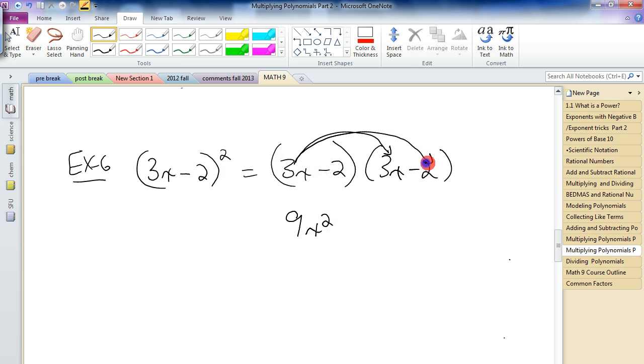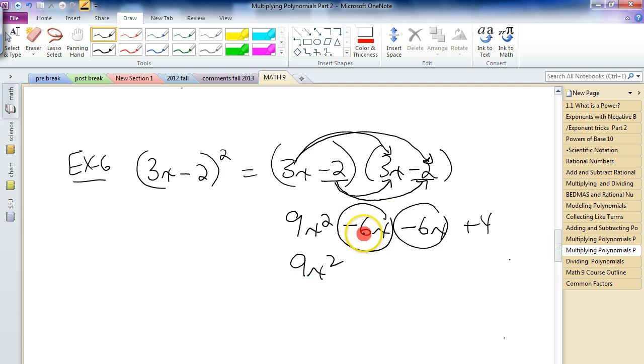And then the outside terms, 3x times negative 2, don't forget about that, negative 6x. Negative 2 times 3x is negative 6x again. Negative 2 times negative 2 is positive 4. We end up getting 9x squared. Let's not forget to collect these suckers. You're down 6, you're down 6 more, you're down 12x. Plus 4. Again, could you have gotten that by just looking at that?